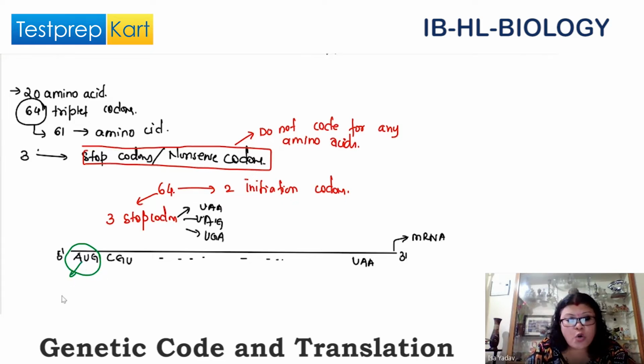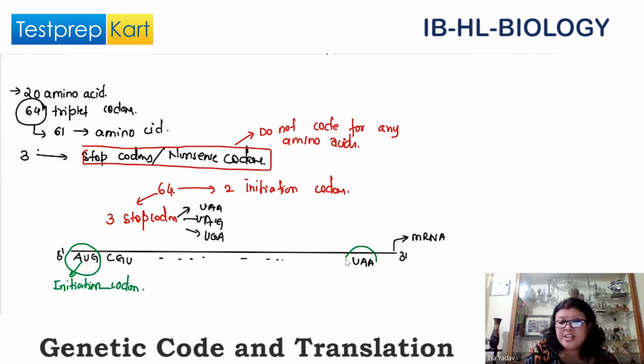This is called the initiation codon. Whenever tRNA reads the triplet codon AUG, that means it has to start. Without AUG, that mRNA cannot start the process of protein synthesis. Initiation codon. So as the initiation codon starts, it goes on making amino acids.